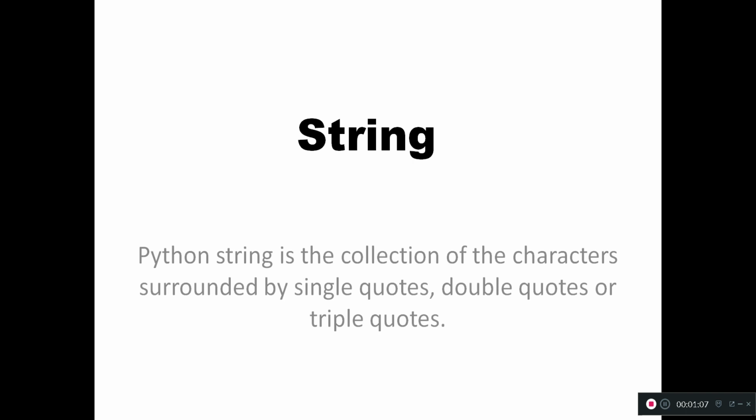In Python, strings can be created by enclosing a character or a sequence of characters in quotes. Python allows us to use single quotes, double quotes, or triple quotes to create the string. And in Python, strings are treated as a sequence of characters, which means that Python does not support the character data type. Instead, a single character written as single quote P is treated as a string of length 1.